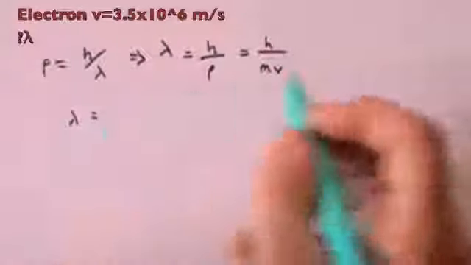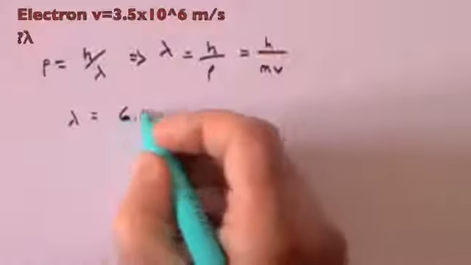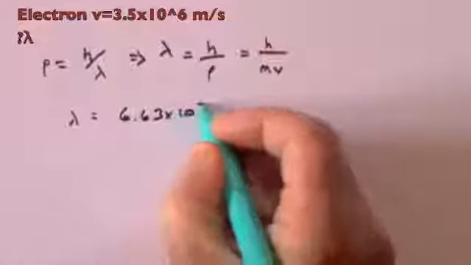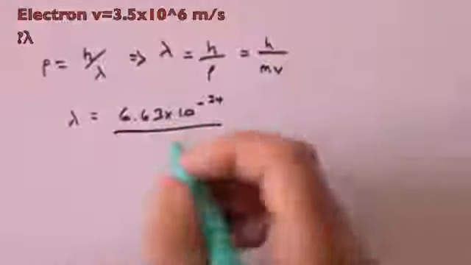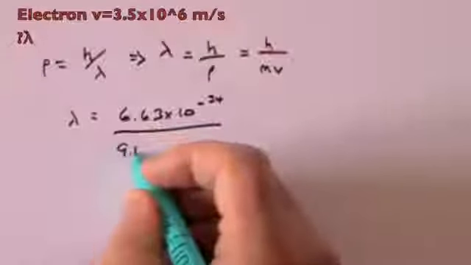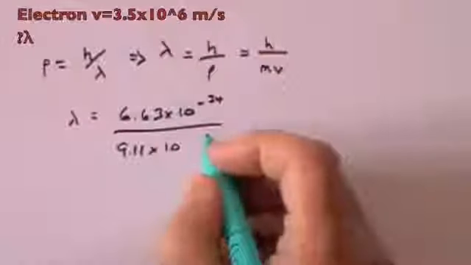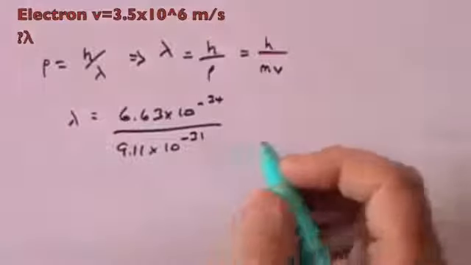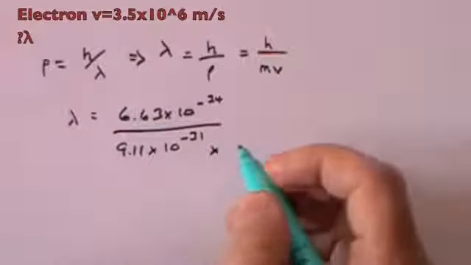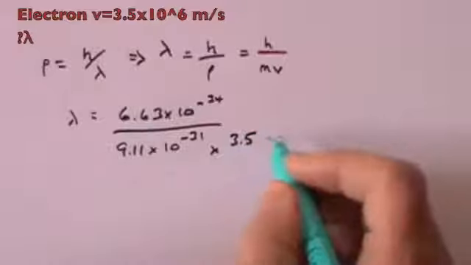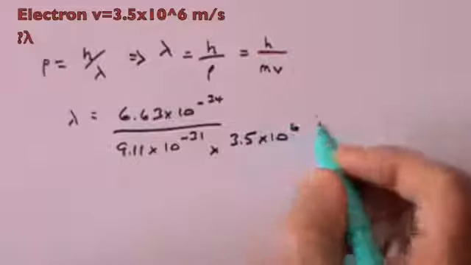Once again, it's just a case of substituting. h is 6.63 times 10 to the minus 34. The mass of the electron, once again, is 9.11 times 10 to the minus 31 kilograms. And we were told that the velocity was 3.5 times 10 to the 6 meters per second.